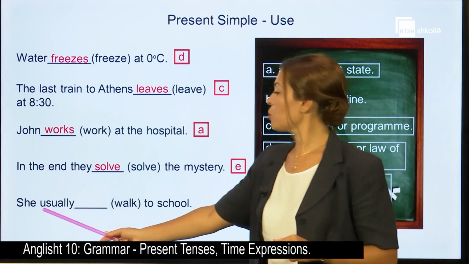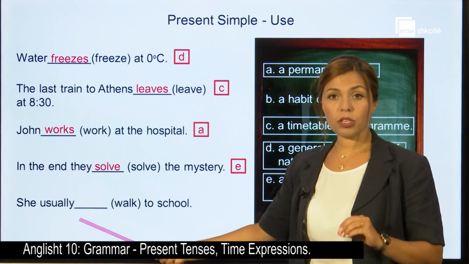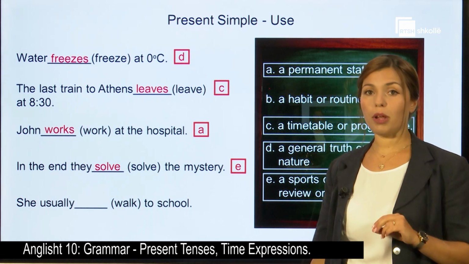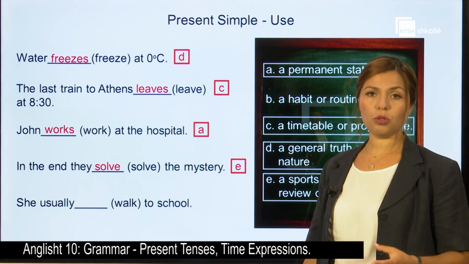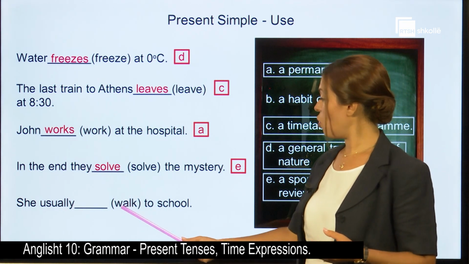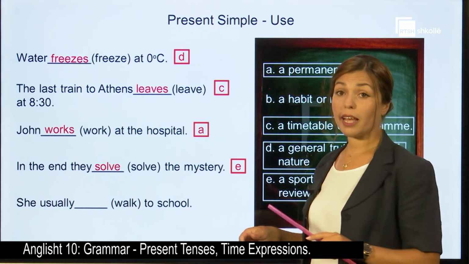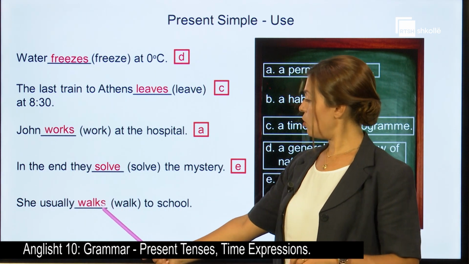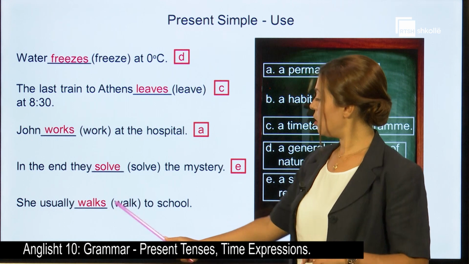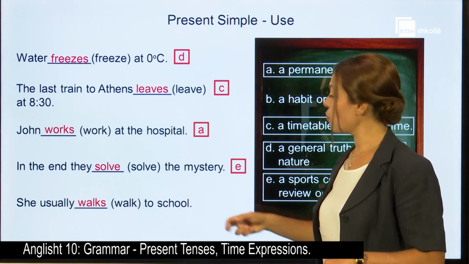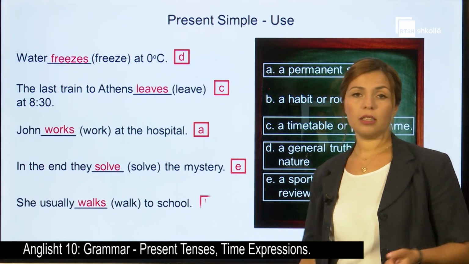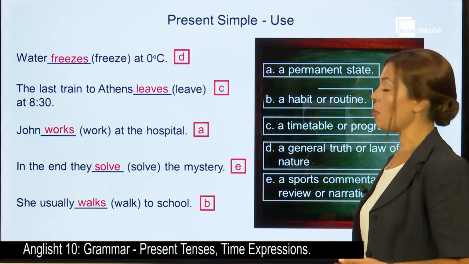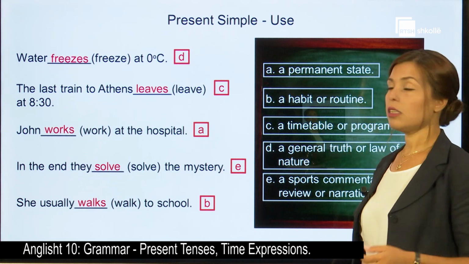We have the time expression usually, so routine again. Don't forget, the main use of the present simple is a routine, a habit. So, in the third person, put an S in the end. She walks. Can you see? In the third person, walks to school. And this, of course, shows, we said, a routine. Something that she does every day, something that she does as a habit.